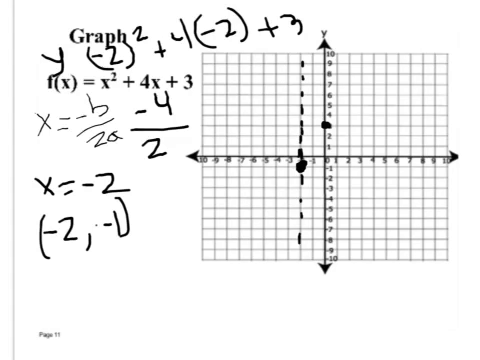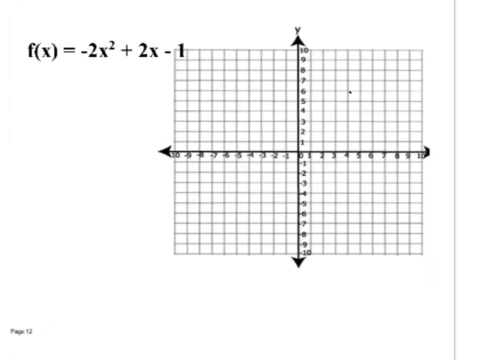The next step is to use symmetry to find additional points. Okay, we're going to use symmetry. So if I have a dot right here, I need a dot on the other side that looks exactly like it. So I'm 2 spaces away from the axis of symmetry, so I need to go 2 spaces to the other side. So I need a dot right there. Now I can connect the points with a smooth curve. So this is one side, that's the other side, and there's my graph.